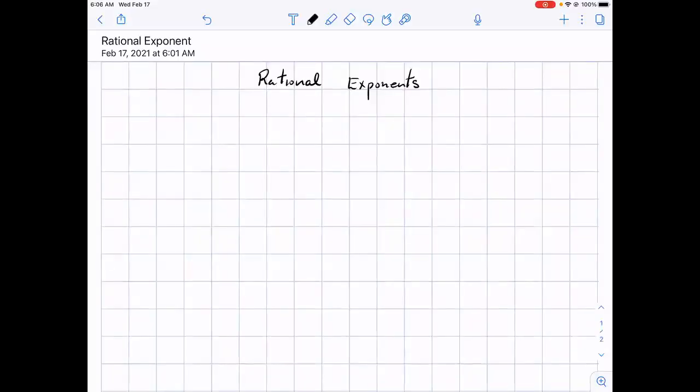Hello, in this video, we'll talk about rational exponents. Before we get into the details of rational exponents, let's talk a little bit about square roots. You will see that the square root is a rational exponent. But keep in mind, when we talk about square roots, we're referring to this symbol here.